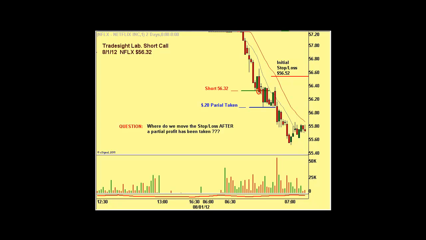A trader in the lab moved a stop loss after taking his partial just over the entry at 56.35 and unfortunately was stopped out of the trade when it took a bounce off the lows and swept the highs by just 2 cents. One way to avoid this scenario is to use the following guidelines.